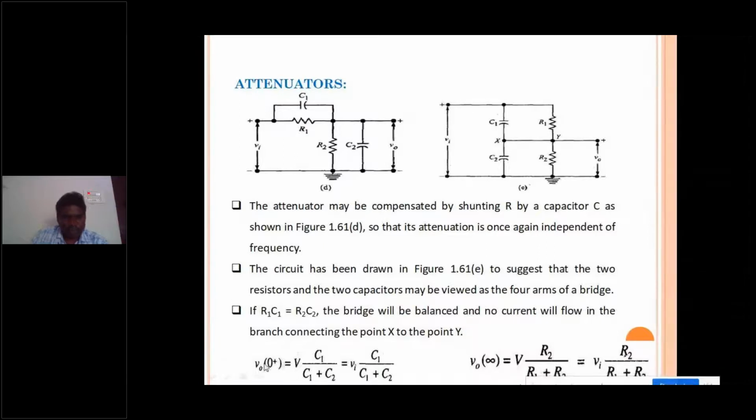So this is V naught of 0 plus, which means the initial condition. Initially, what is the output voltage? At time t equal to infinity, what is the output voltage? In this circuit, the output voltage at time t equal to 0 plus, immediately after t equal to 0, depends completely on the capacitance. So the resistance effect is going to be reduced. But at time t equal to infinity, the dominating parameters are the resistances. So in one case resistances are dominating, in one case the capacitances are dominating.